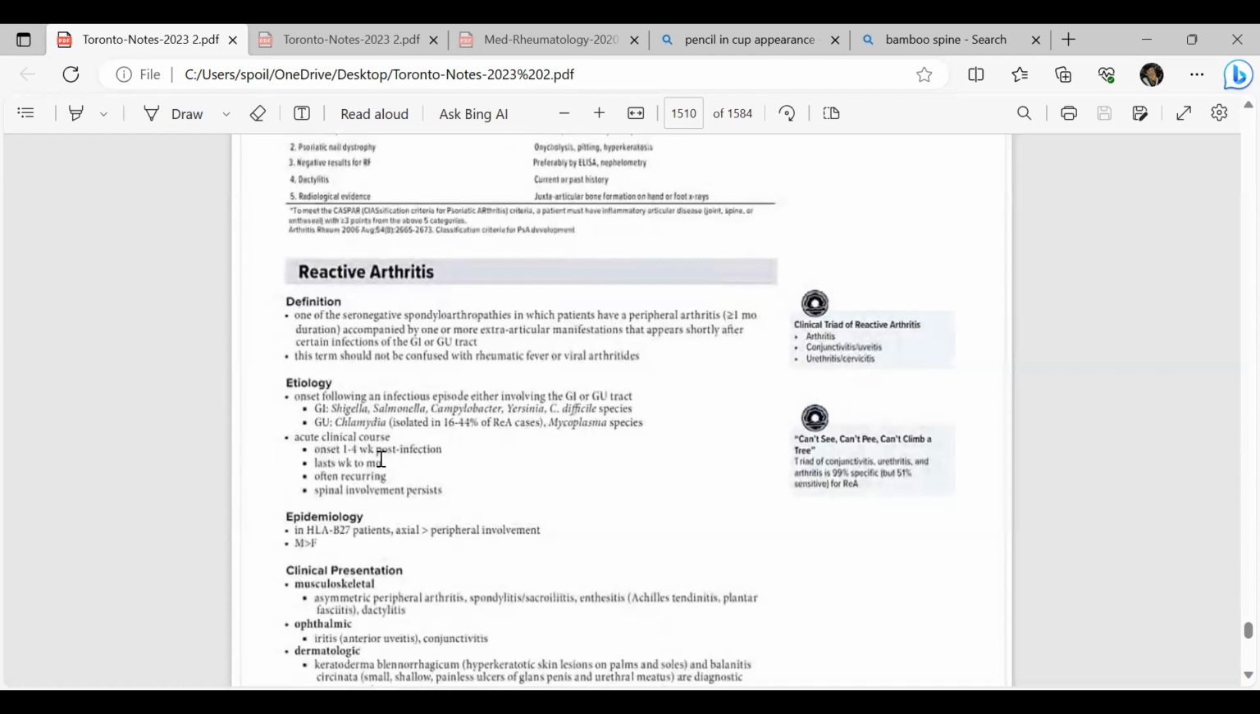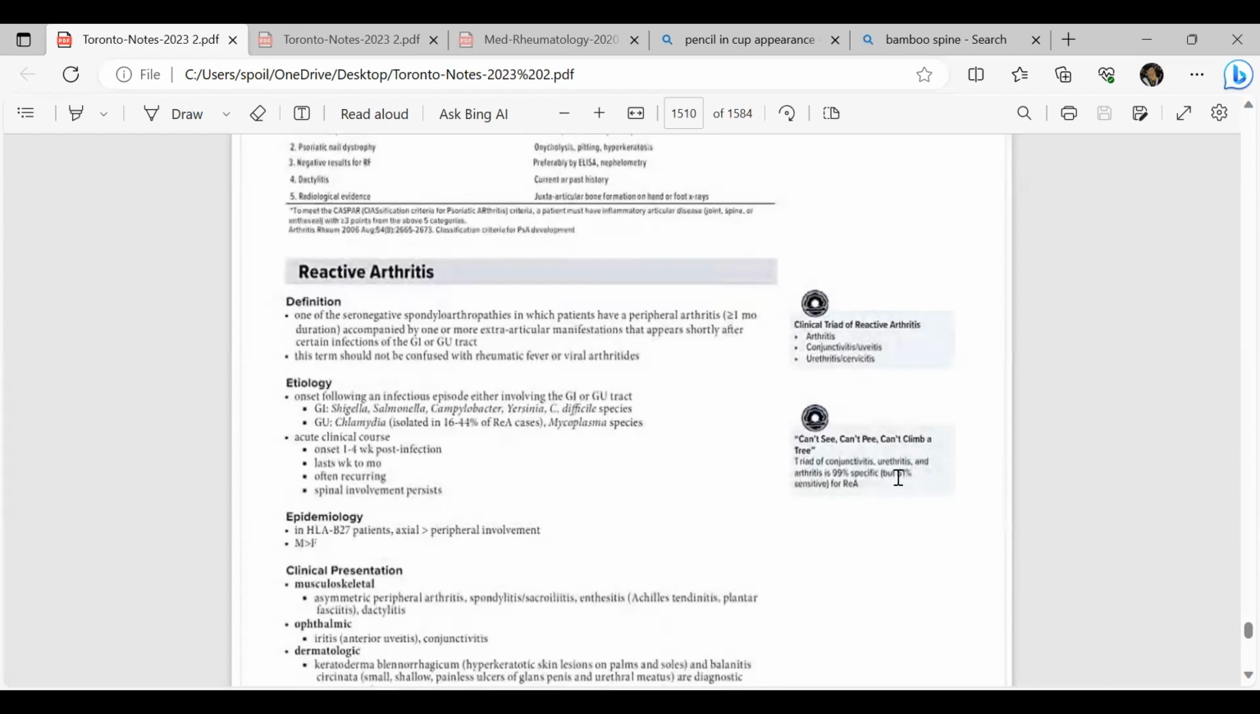Acute clinical onset is 1 to 4 weeks post-infection. The acute onset is after a week or a maximum of 4 weeks after the infection of the GI or GU tract. And the recurring course lasts for weeks to months, and spinal involvement persists. The clinical course is like this: it usually starts after a week or 4 weeks after you have a genital or GI infection, and it lasts for weeks or months, and it's often relapsing, going and coming, going and coming, and then spinal involvement will persist. Can't see, can't pee, can't climb a tree.